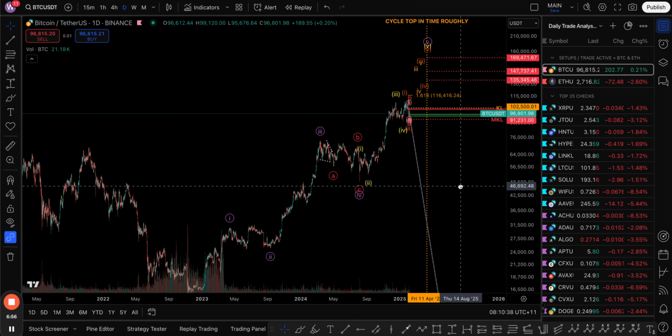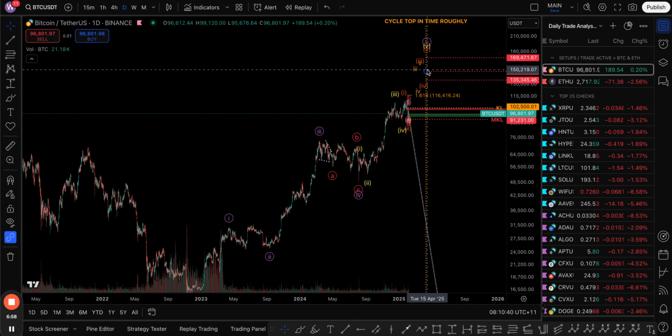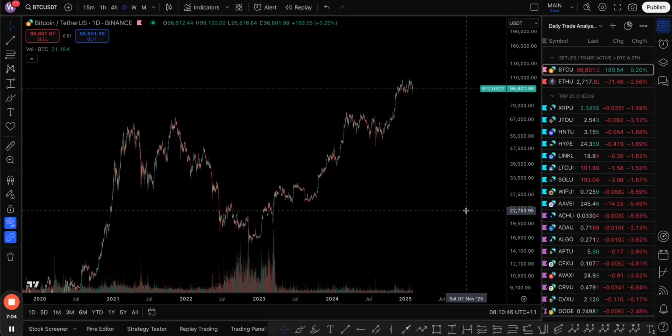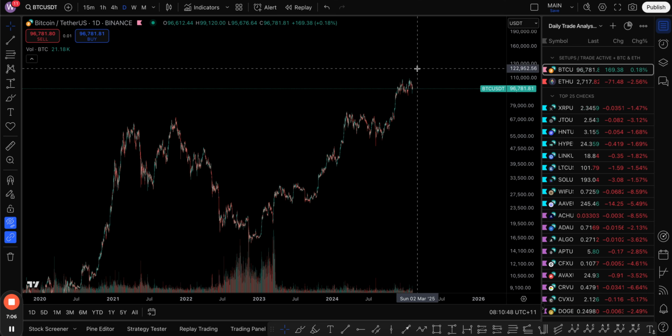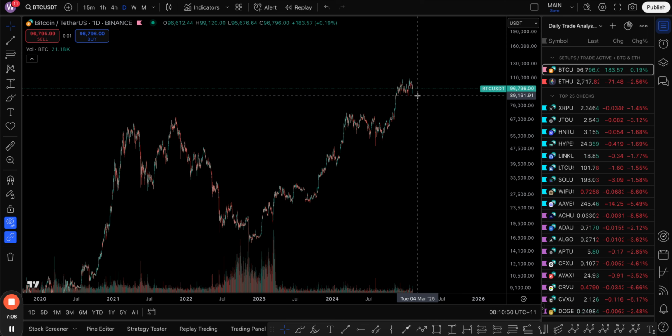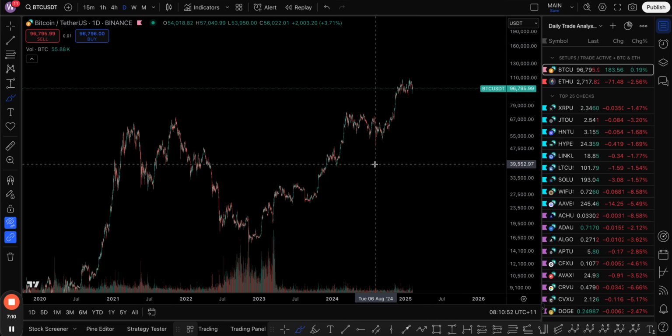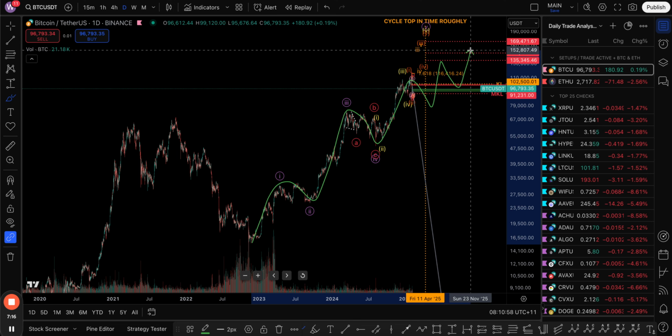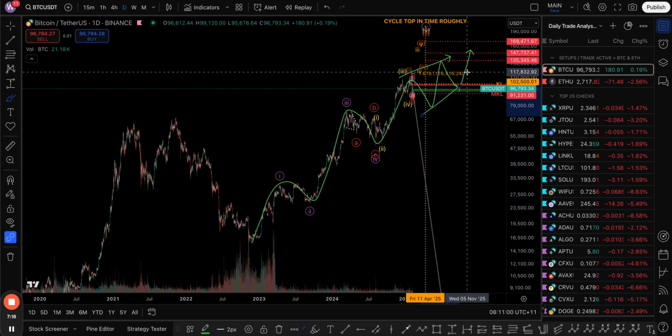Not with Bitcoin though. Personally, I do think Bitcoin's top does come in April. I do want to quickly mention though, if this isn't the top, which I personally do think it is, what could happen is we could have an extended fifth wave again. 1, 2, 3, 4. This could be wave 1, wave 2, that could be 3, 4, and 5, and you could have an ending diagonal that obviously takes us into late 25.